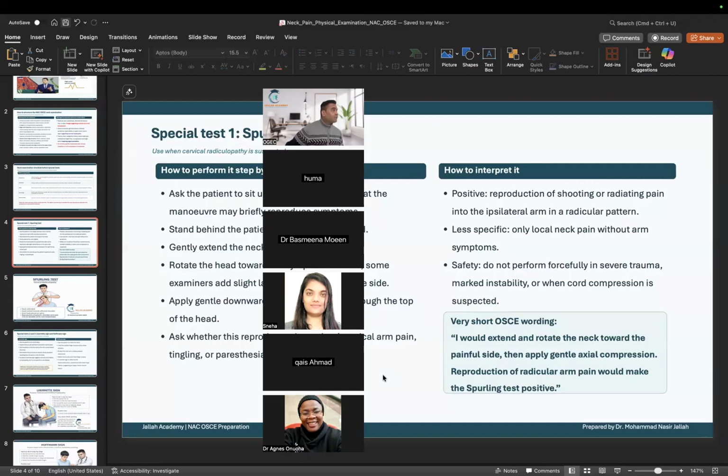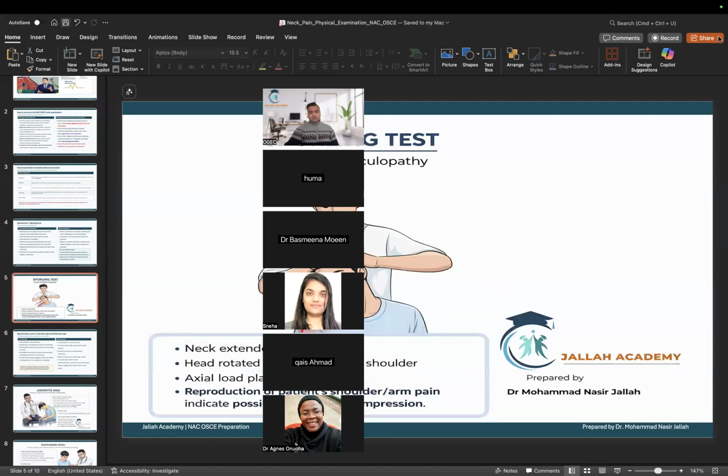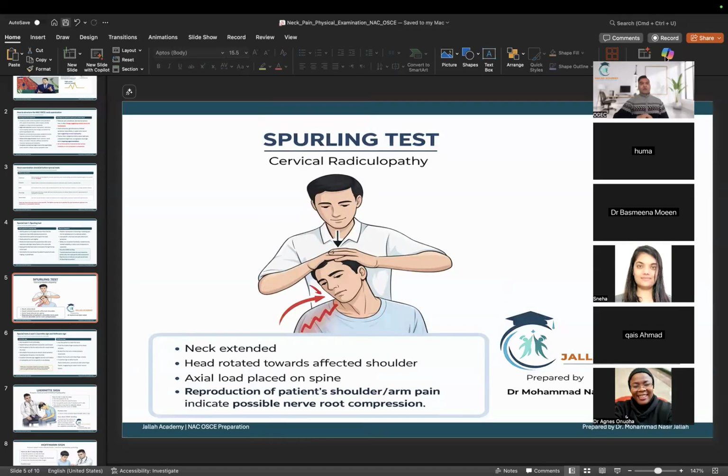Sorry? Where to apply the pressure? Head, top of the head. Yeah, I'll show you in the picture. So this is how you do it. You ask the patient to extend the neck, rotate, tilt, and then apply pressure. Again, when you're performing, please just act, don't even touch, because it's very, very uncomfortable for the patient who is going through this physical examination for no reason.